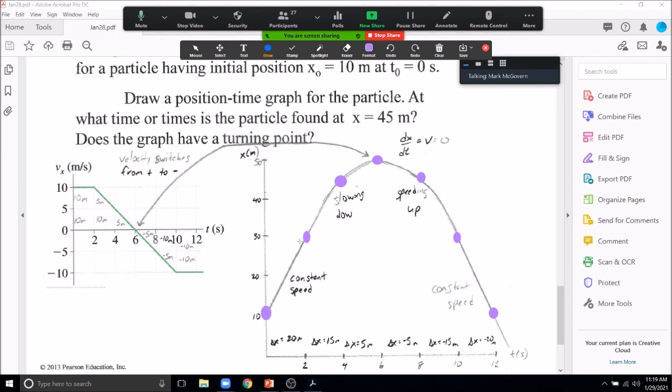Now the first 2 seconds and the last 2 seconds are technically straight lines because it is constant speed, but from 2 to 10 seconds, that's parabolic. Okay, that's just the nature of the mathematics there.